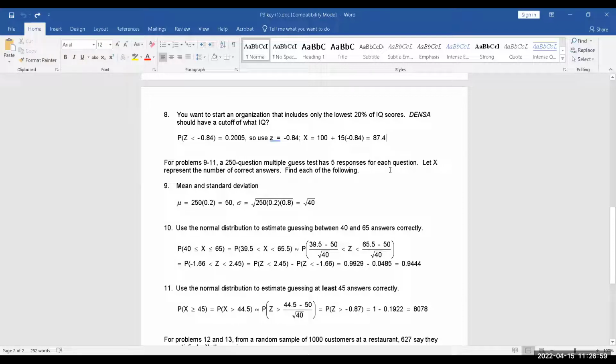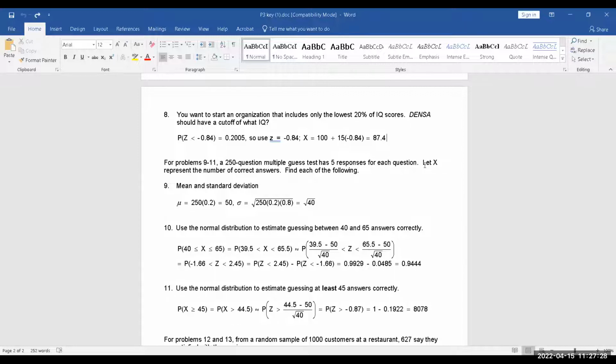Okay. So probability right here, Z is -0.84. So X is 100 plus sigma times the Z score, and that gave us 87.4. That would mean that IQs below 87.4 would put you in the bottom 20% of society. IQs above that would put you in the top 80% of society. It's actually that simple.